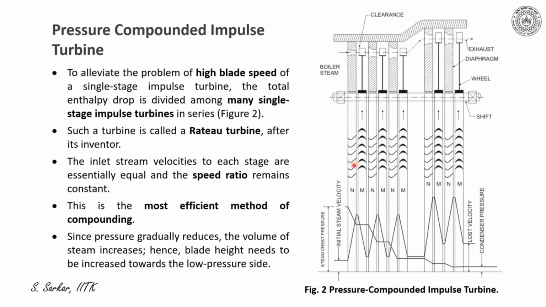N stands for the nozzle and M stands for the rotating blade. So there is a nozzle followed by a rotating blade. Please appreciate the blades, which are indicated in black. The blade section is symmetrical, having the same inlet and exit angle, and they are very simple in construction also. Please note that the velocity drop in every rotor is the same.